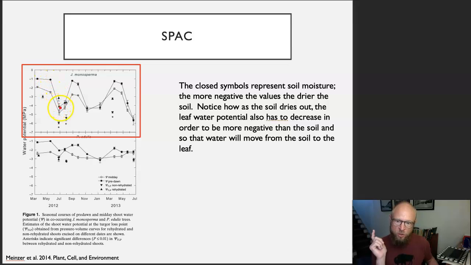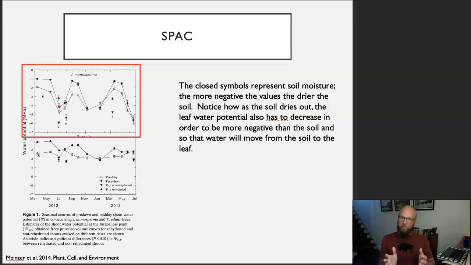This is as the soils are drying out, and water potential in the soil gets more and more negative. That's important because leaf water potential also has to get more negative in order to extract water from the soil. So we can see a plummet in soil water potential, and we also see leaf water potential plummeting, so that it's still more negative than soil water potential. That's what's happening over the course of a year for a plant as they deal with these changes in soil water potential, and they have to adjust their leaf water potential as well so they can keep extracting water from the soil.